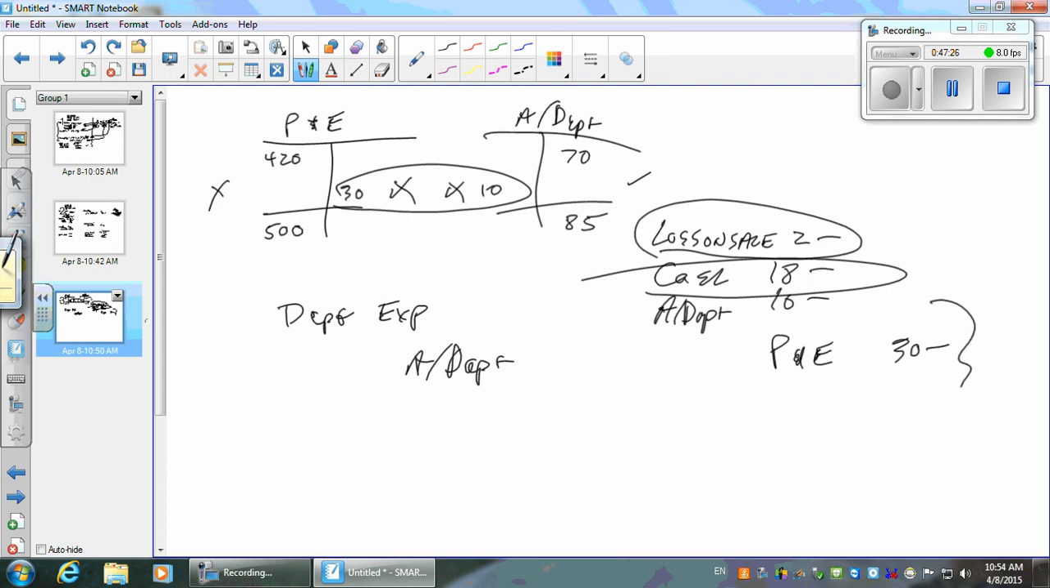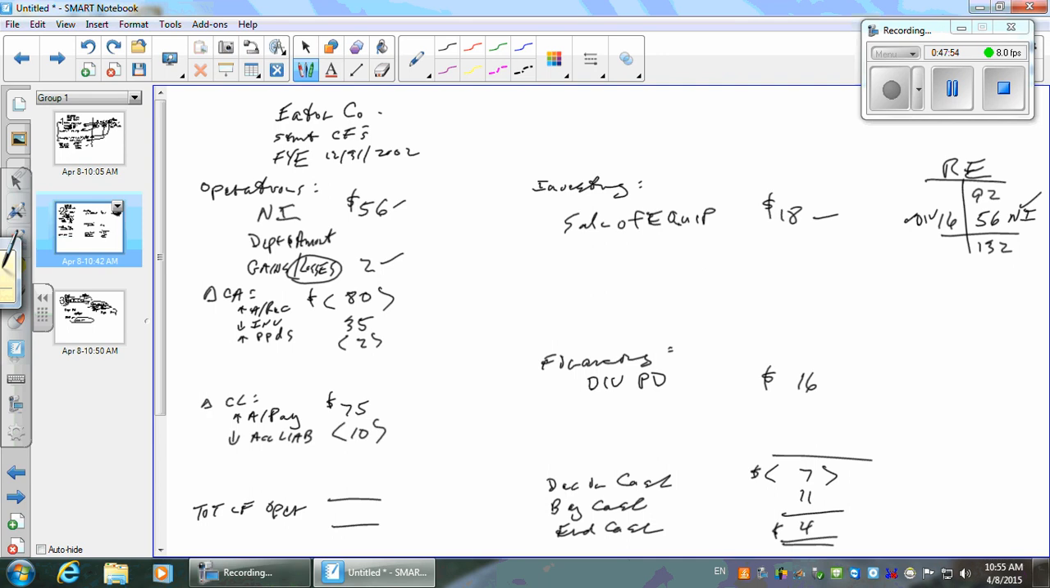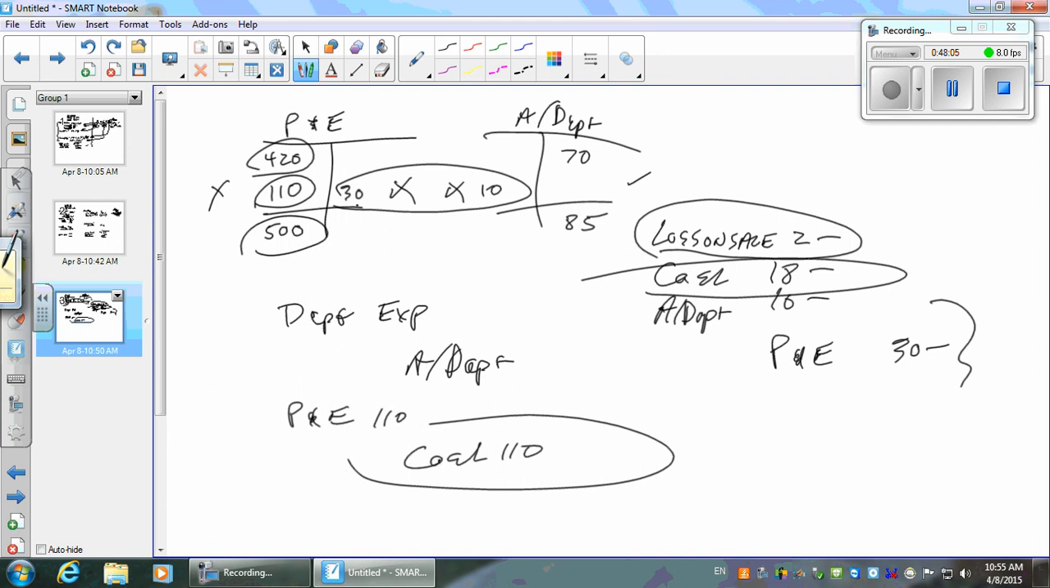What must have been the amount of equipment purchased? If you started at 420 and you took out 30 and now you have 500, 30 would have made it 390. What did they buy, you guys? 110. And that's going to be debit plant and equipment, and we're going to pretend it's for cash. Okay? What do you want to do with that one? How much do you want to show on your cash flow statement? Cash going out of 110. So how do we do it? Under investing, purchase of plant and equipment. 110, credit. Okay? And then what?